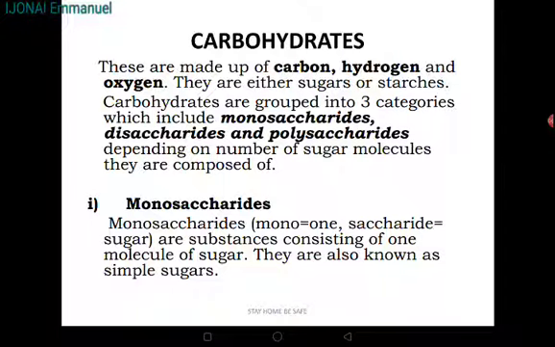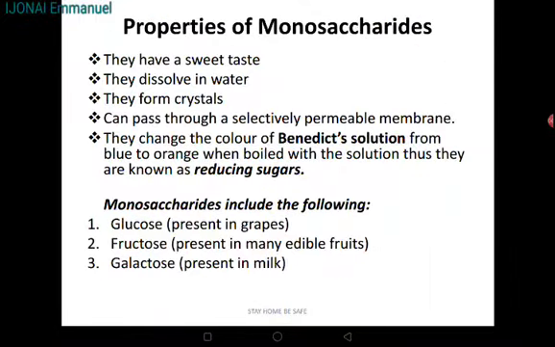Knowing that they are made up of just one sugar molecule, what do you think are their characteristics? And what do you think are the types of these monosaccharides? Do you know any? Great. Let's look at the properties of monosaccharides. One, they have a sweet taste. Some of the things that we eat that have a sweet taste might be containing monosaccharides.